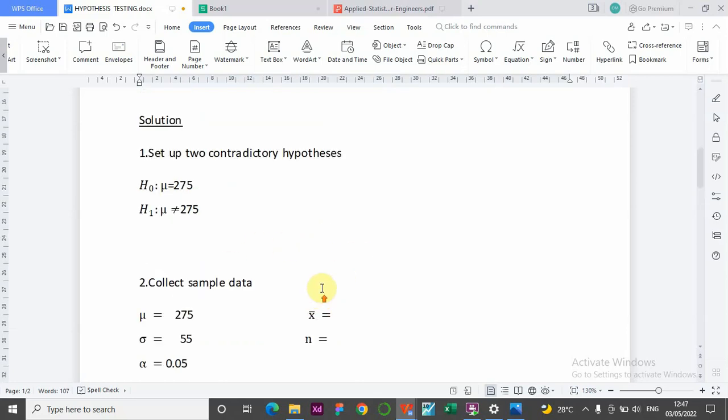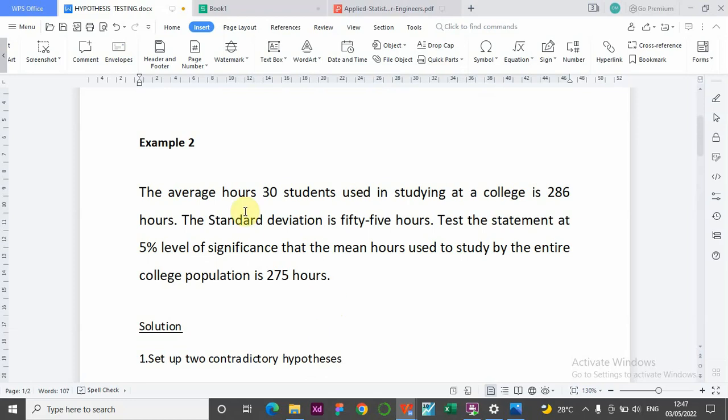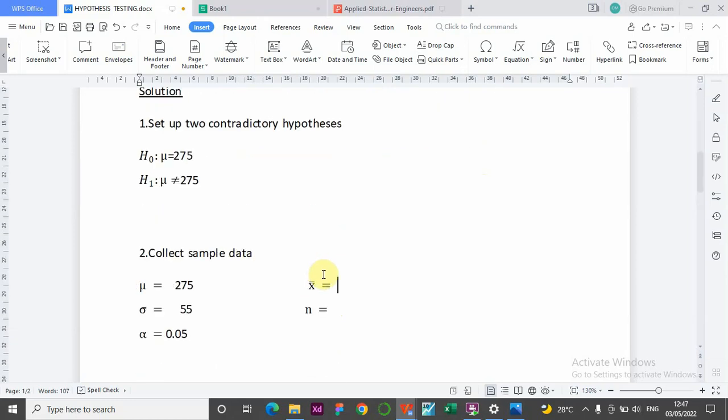The sample mean, which is x bar, from the question is 286. They said the average hours 30 students use in studying at the college is 286. So this is 286. Then the sample size is 30, just 30 students.